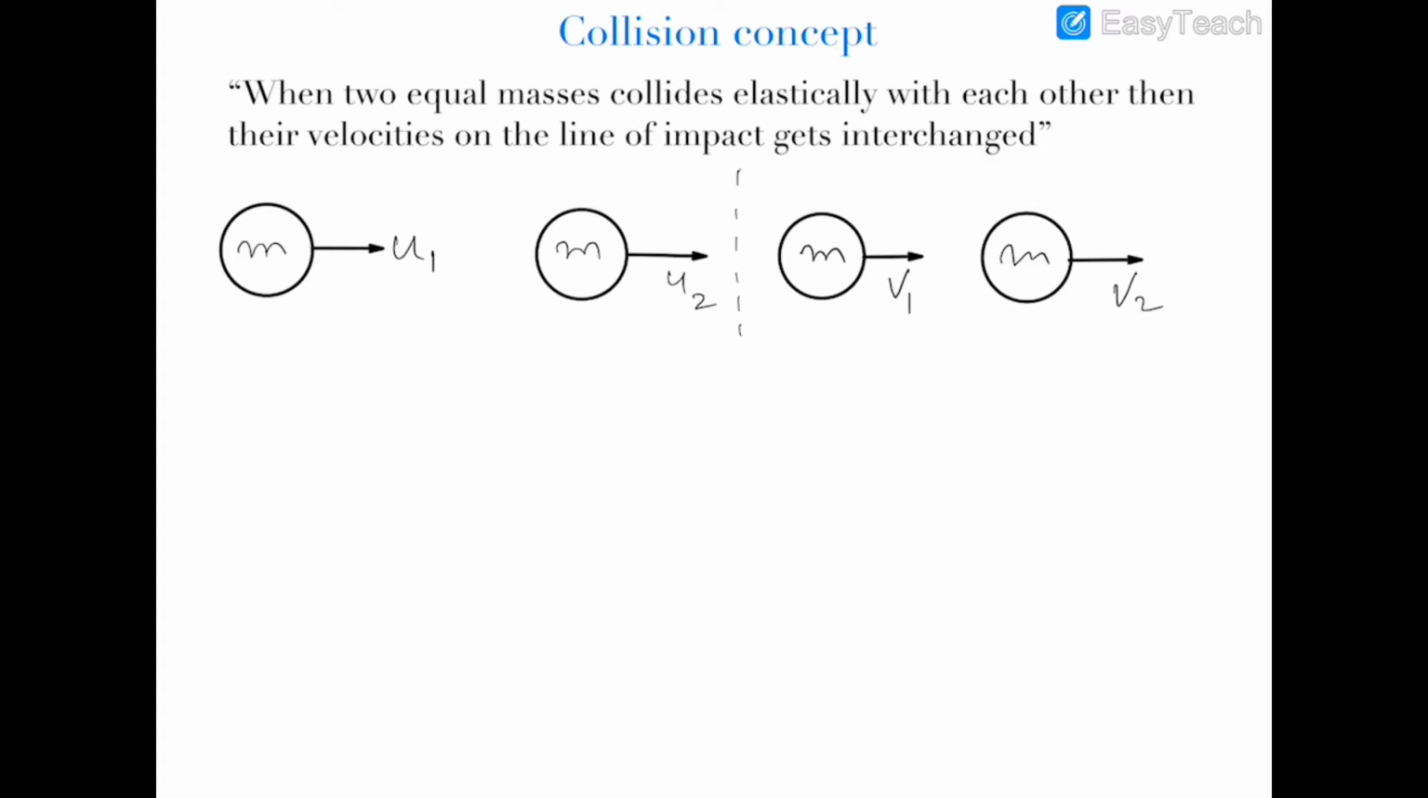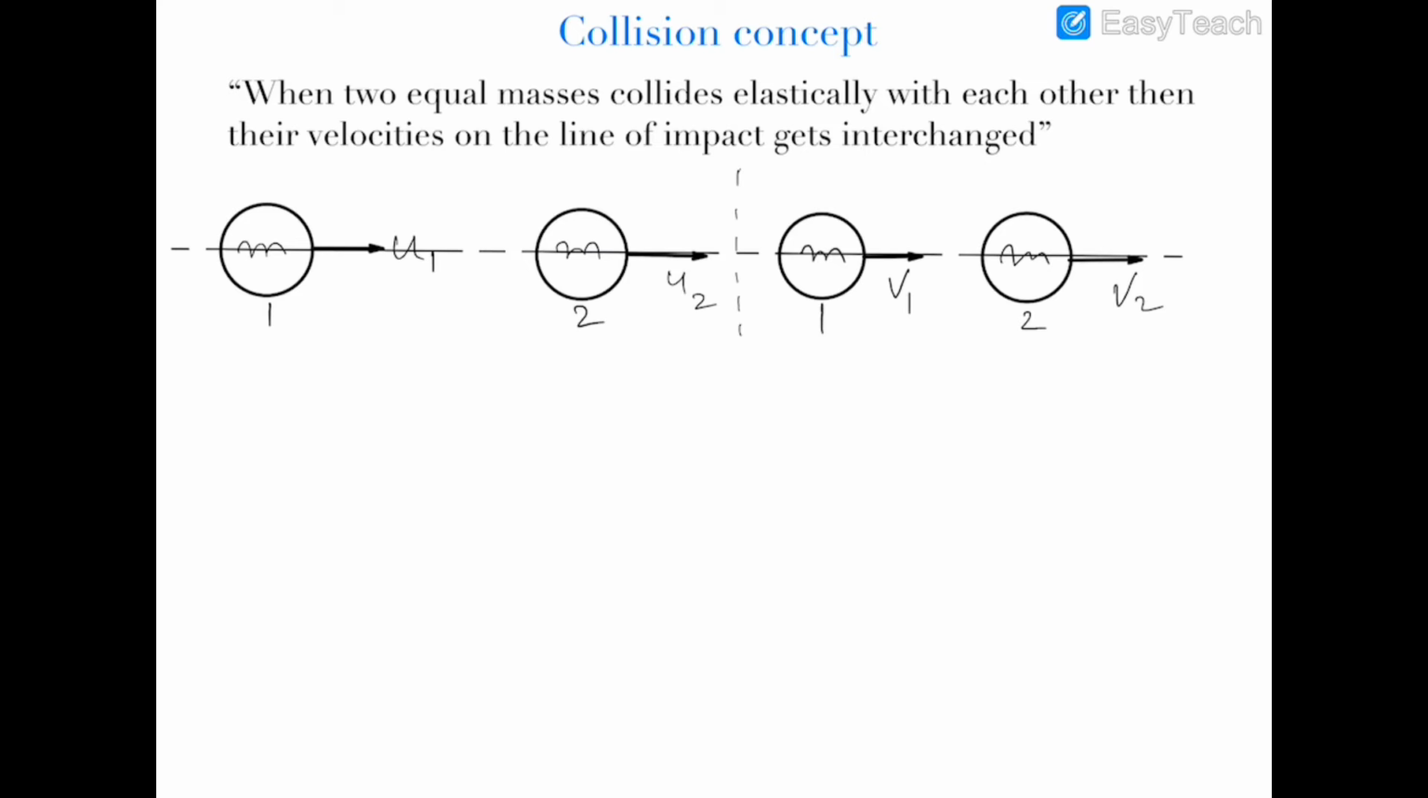So it is very important to note what the line of impact is. First of all, this is the line of impact on which the collision is occurring. So all the velocities before and after collisions are on the line of impact itself. Before collision, the velocity of the first mass, this one, is u1 and the second mass is u2. After collision, let's suppose that the velocity of the first mass is v1 and the velocity of the second mass is v2. So we need to find out v1 and v2 in terms of u1 and u2.